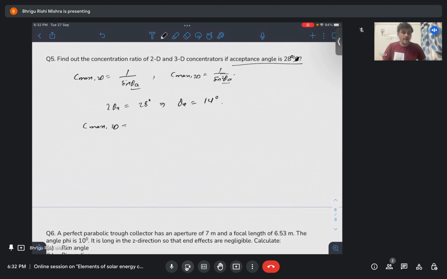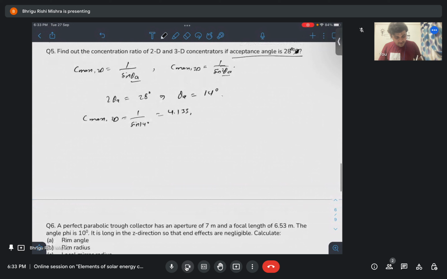So yeah, we can calculate the maximum concentration ratio for an acceptance angle of 28 degrees. So C max 2D is 1 by sine 14 degrees, which is around 4.133. Okay, and for 3D, C max 3D is 1 by sine square 14 degrees.